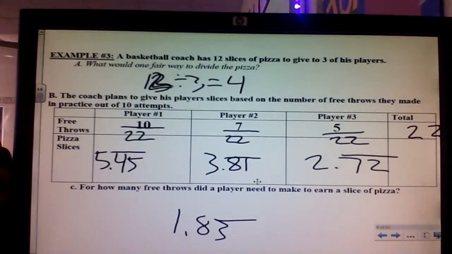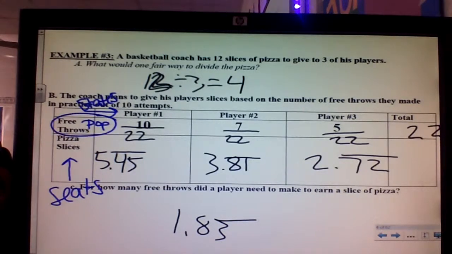Last one. Who gets? The players. The players are now your states. What are we giving the players? Pizza. Based on their free throws. States, seats, population. Who gets? What are they getting? How is it being given? How bad they were. So kind of like English class when you did the who, what, where, when, how.